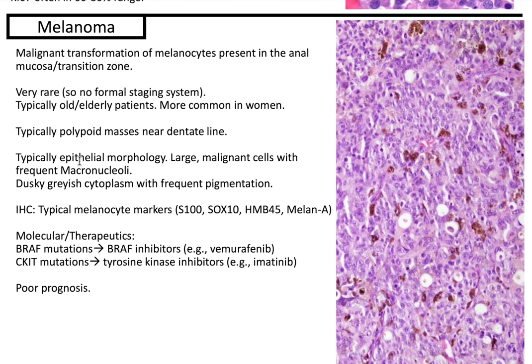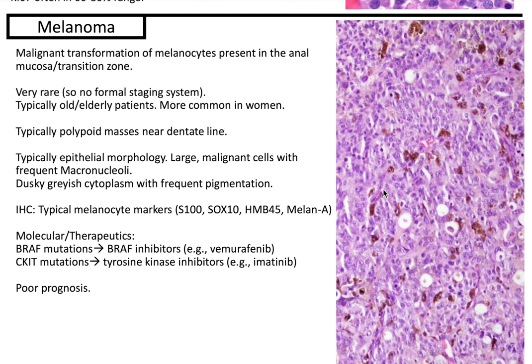Typically you'll have epithelioid morphology with large malignant cells with frequent macronucleoli. You'll have dusky, grayish cytoplasm with frequent pigmentation. IHC-wise, it'll be positive for typical melanocyte markers, including S100, SOX10, HMB45, Melan A.